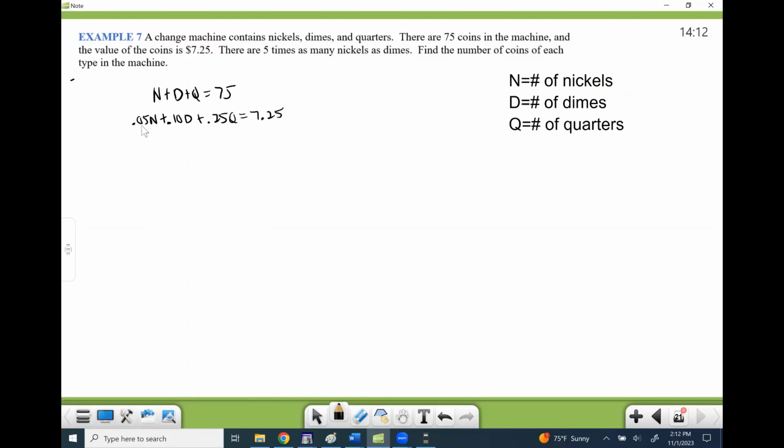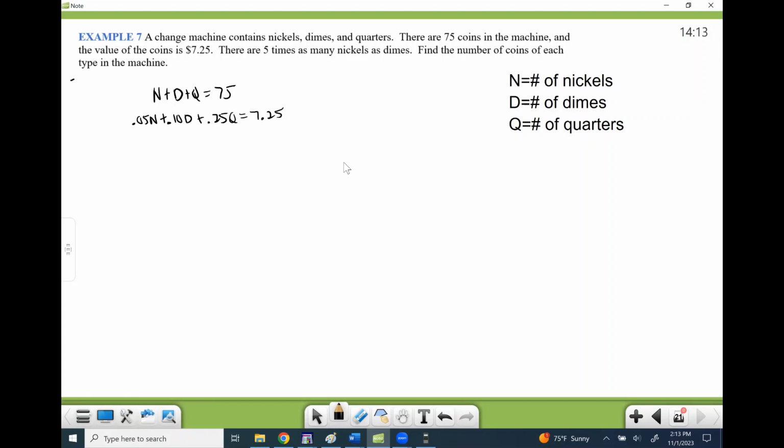If you do 0.05 times the number of nickels, like let's say there's 2 nickels, 2 times 0.05 is 0.10. So you just found out there's 10 cents in the machine in nickels. So multiplying the amount each one is worth times the number of coins will tell you how much money you have, at least for that type of coin. Okay. All right, now let's go to the last sentence.